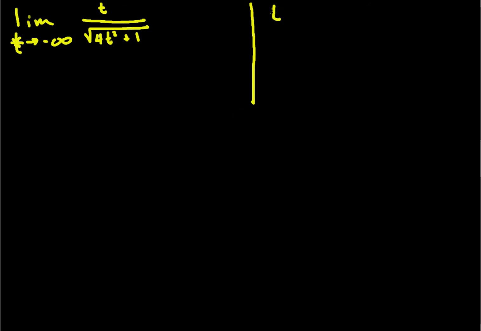So t is a negative infinite number. And we want to investigate this ratio. So the top's infinite for sure. The bottom's infinite for sure. So we're in indeterminate form. And what do we do? We factor out the largest power of t. So t over the square root of 4t squared plus 1 is equal to t over the square root.